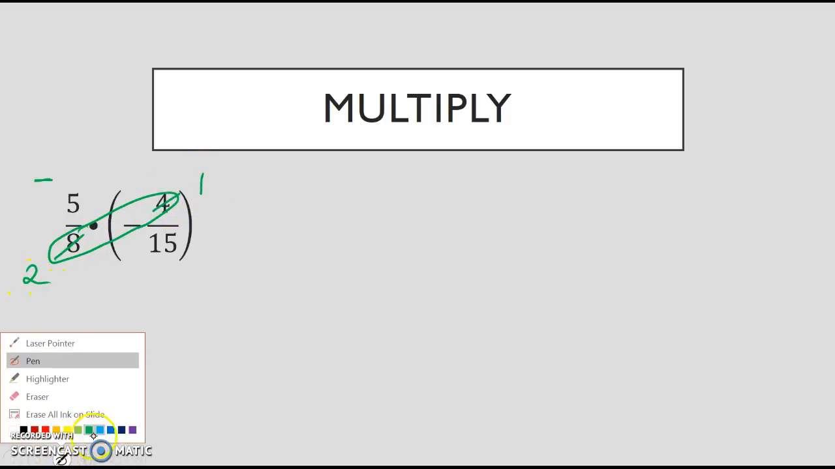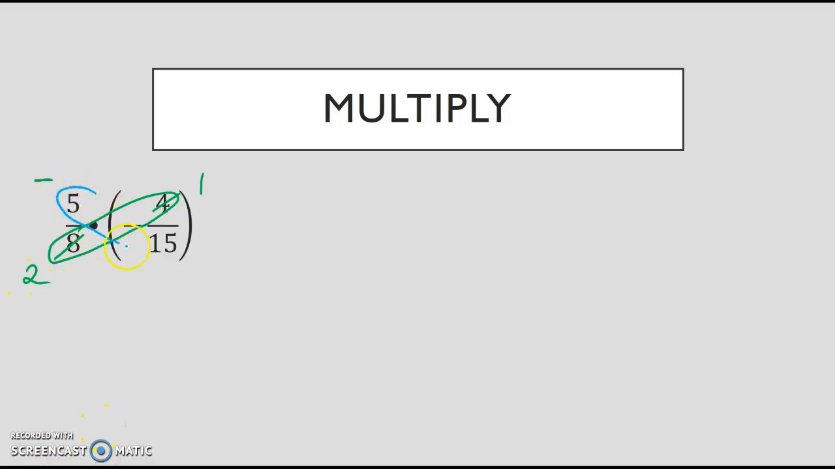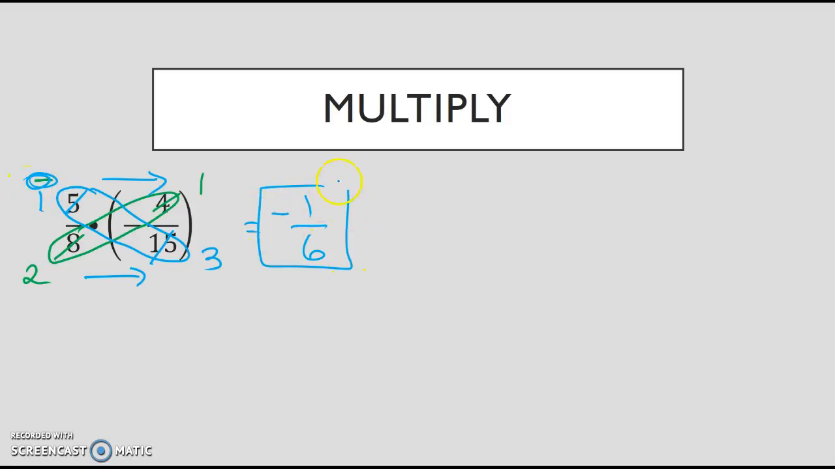And then I can also cross cancel with 5 and 15. I can divide them both by 5. So 5 divided by 5 is 1. 15 divided by 5 is 3. And then I multiply straight across. And I get 1/6. But I can't forget that negative sign I drew. So it's -1/6 as my answer.